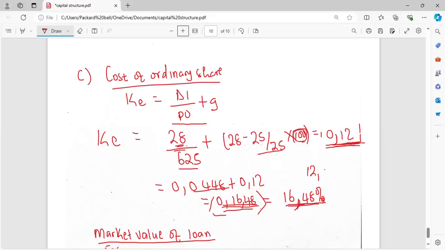So for you not to be lost too much, don't convert it here. Just get your 0.12. Then you come here and say 28 divided by 625. It's going to be 0.0448. Then you add it to 0.12 and you get this one. It's not in percentage, so you need now to convert it to percentage at the end. I think that's the best way.